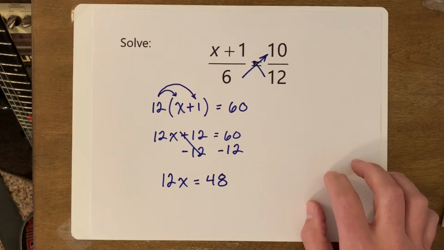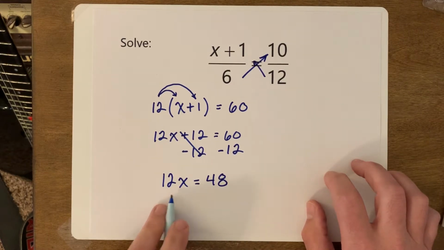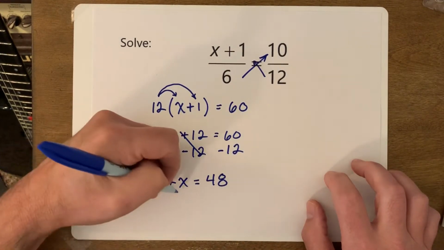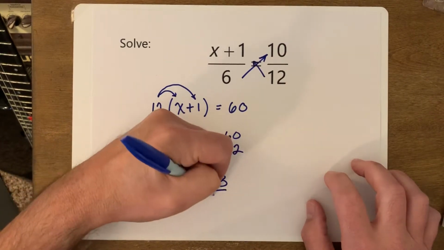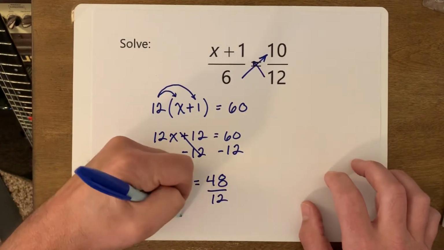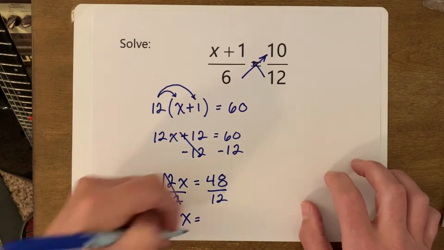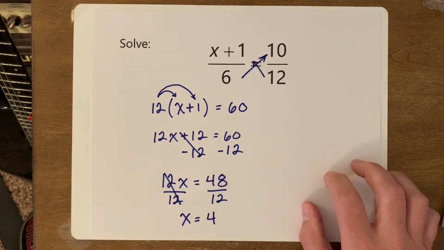So now I have 12 times some number is equal to 48. And again, you might already know how to solve this by just looking at it. If you divide by 12 and divide by 12, then you're going to get x is equal to, and I believe 12 goes into 48 4 times. And so x is 4.